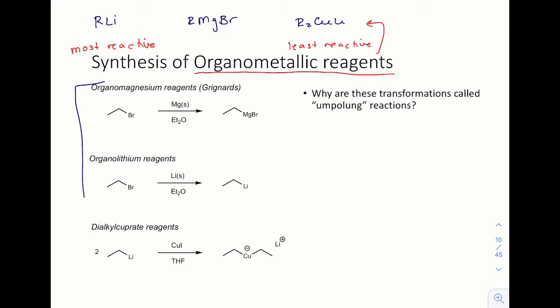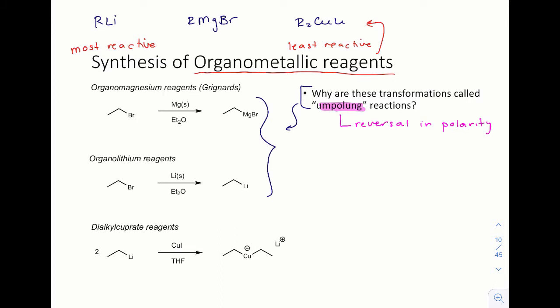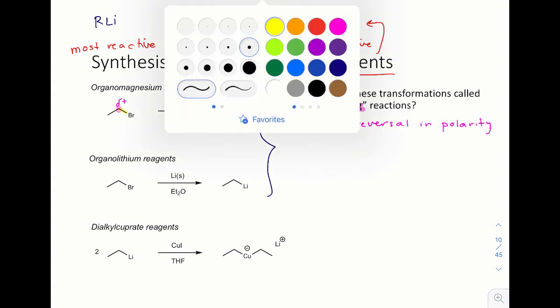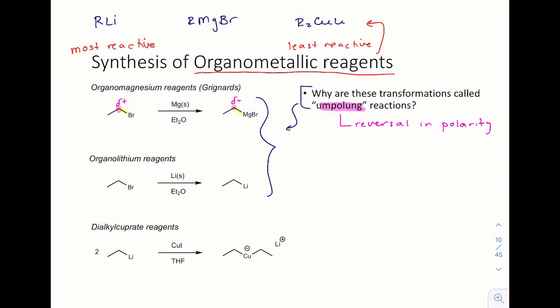These reactions to form organomagnesium and organolithium reagents are often called Umpolung, and I know I did not pronounce that right if anyone speaks German, transformations. Now this word, Umpolung, again, not pronounced correctly, refers to a reversal in polarity. The carbon bearing the alkyl halide functional group has a partial positive charge, whereas after reaction with magnesium, the insertion of magnesium into that carbon-bromine bond, that carbon ends up with a partial negative charge.